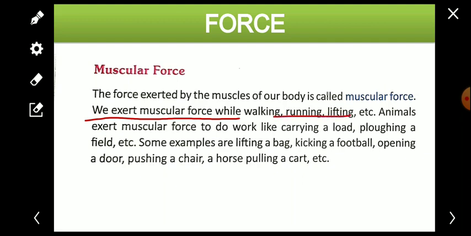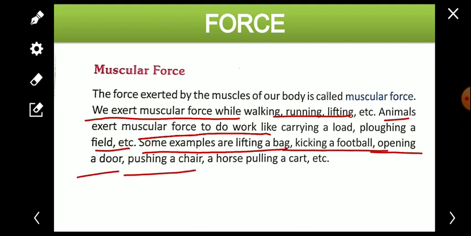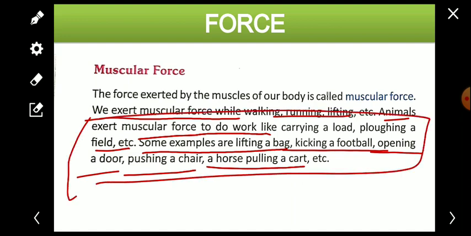When we run, when we lift anything, then muscular force is exerted. Animals exert muscular force to work, like carrying a load, plowing a field, etc. Some examples are lifting a bag, kicking a football, opening a door, pushing a chair, and a horse pulling a cart. These are examples of muscular forces.